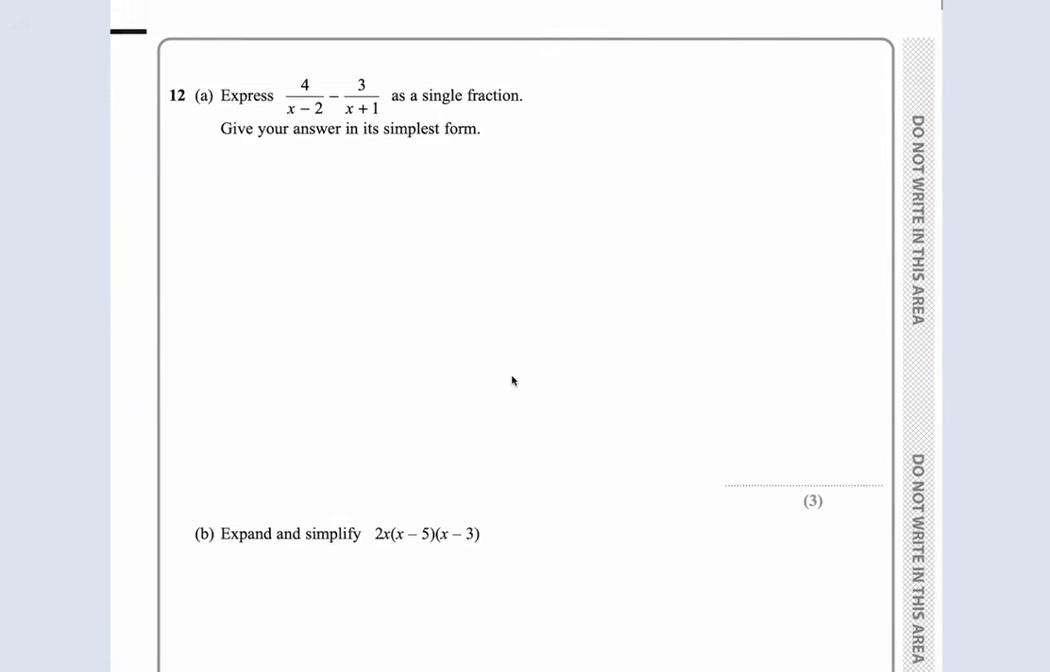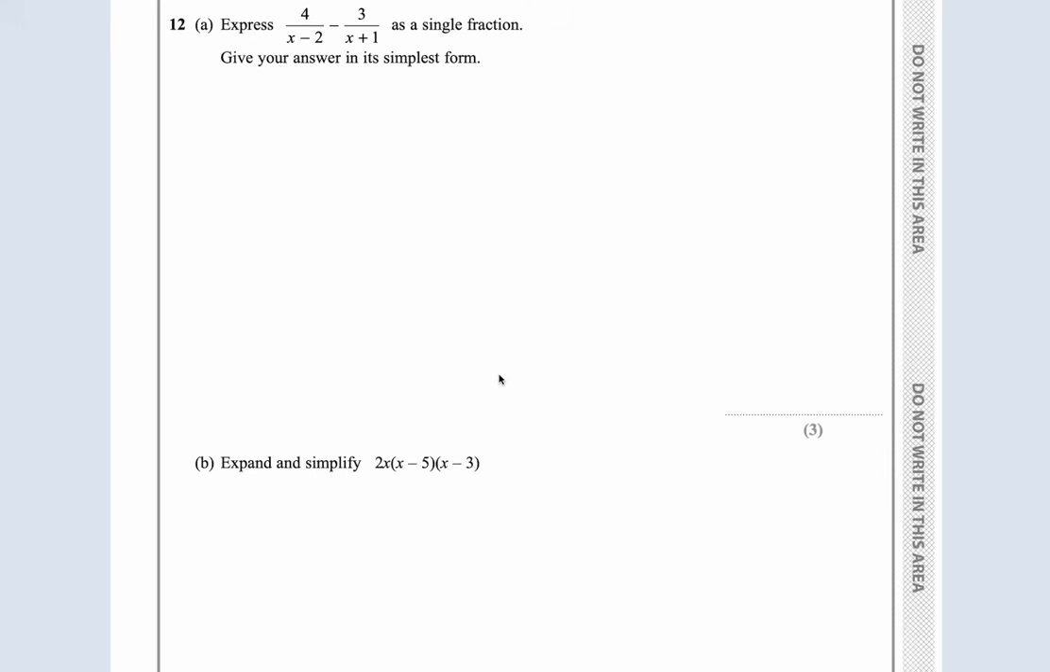Okay, now it's trying to get a bit harder. Express this as a single fraction. Okay, adding algebraic fractions is the same as adding any fractions. We need a common denominator. So the common denominator we choose is we just multiply these two together because we know this will definitely be a multiple of both if we just multiply them together.